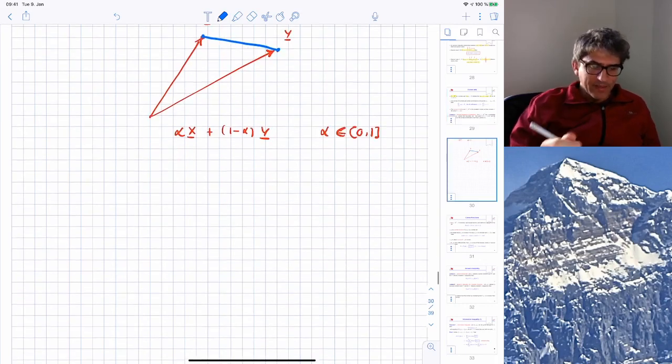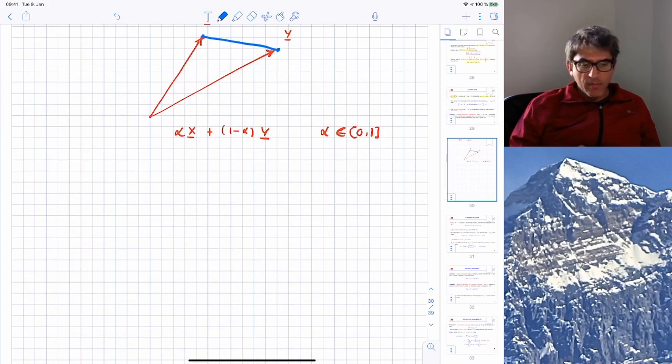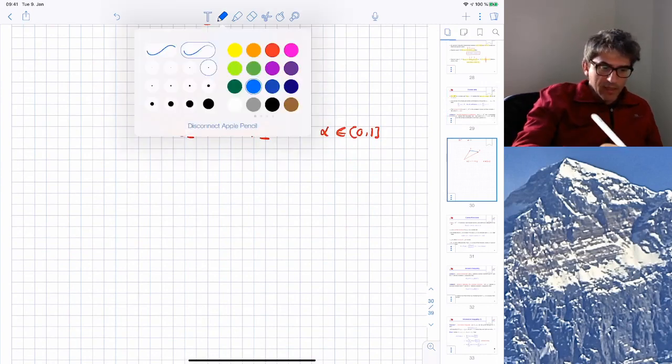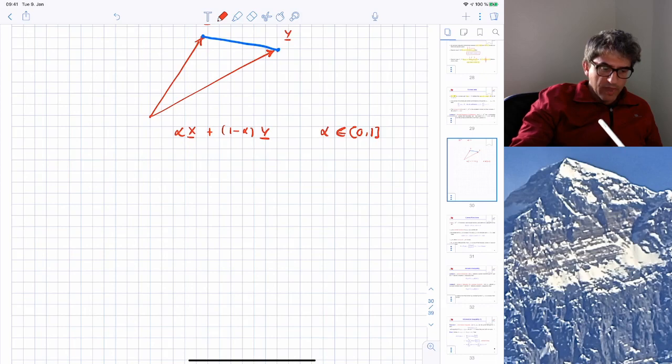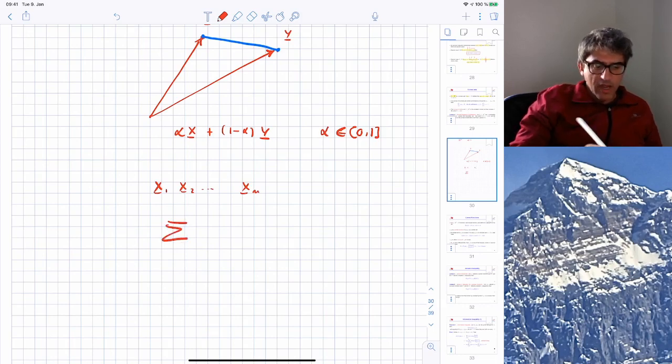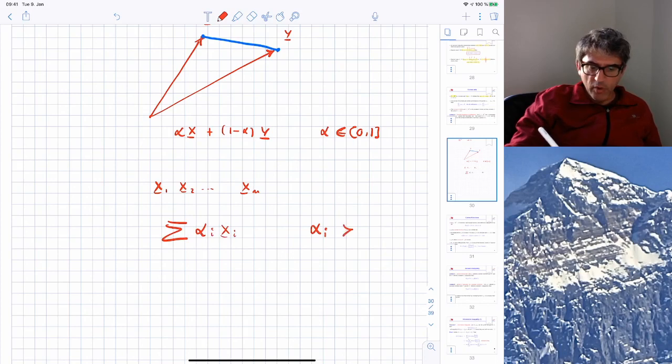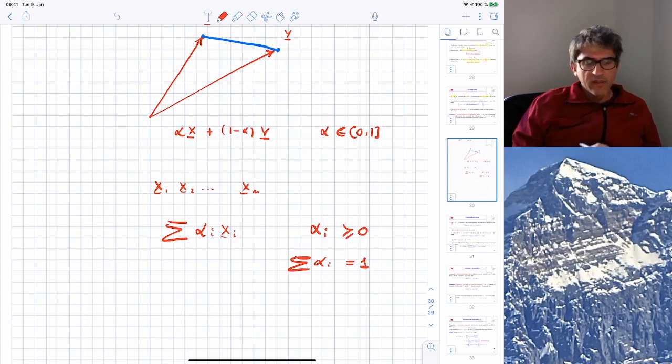In general, the convex combination of many vectors, if I have vectors x1, x2, up to xn, is going to be the sum of alpha i xi for the vector alpha, such that all the components are greater or equal than 0, and the sum of the alpha i is equal to 1. Okay? This is the convex combination of those vectors.